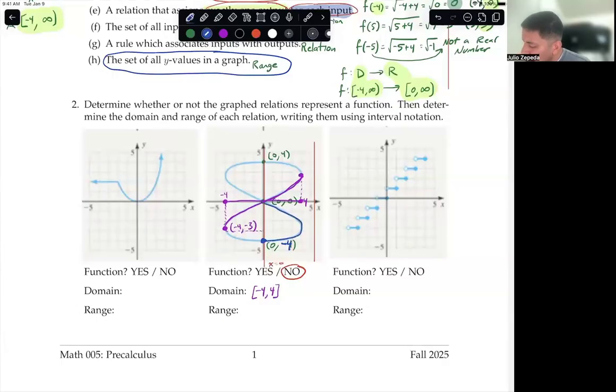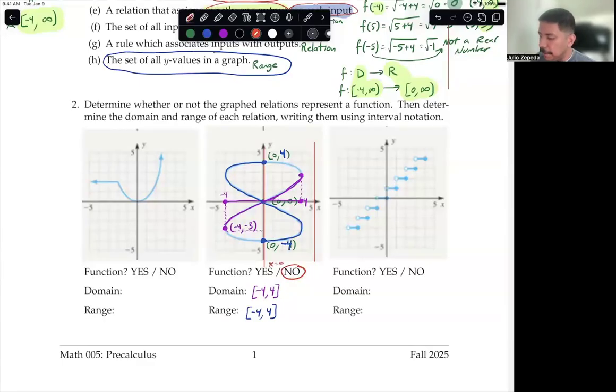And then I'm just going to trace the curve. The y values increase. How far up do these y values increase? They reach a maximum value of +4. So the range is also going to be from -4 to +4, including those values again because there are points that have those values on the graph. Okay, so there's one.